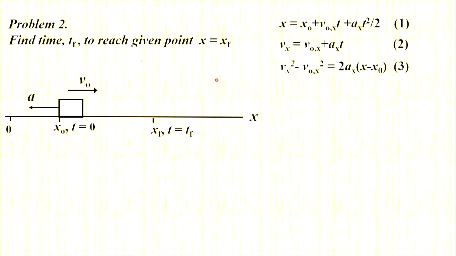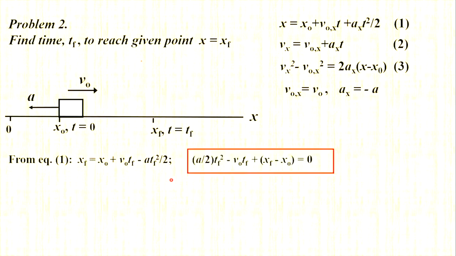To solve this problem we will use kinematic equations, and first we will look at the first equation, and we know everything in this equation but t. x in our case is equal to xf. So this equation has this form. It's more convenient to rewrite this equation in such form, and we see that this is a usual quadratic equation with respect to the unknown quantity tf.